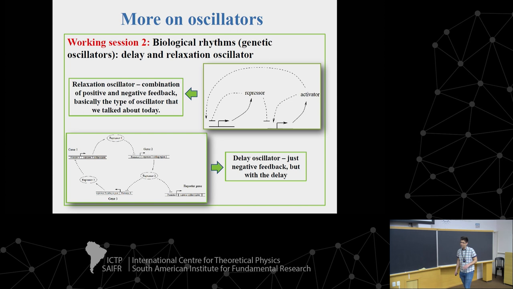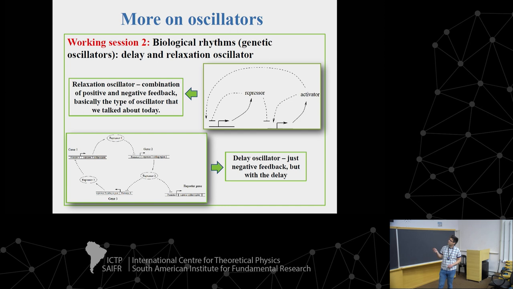So I just wanted to mention that what we looked at here is this type of oscillator where we have positive and negative feedback loops. And this is often called the relaxation oscillator. I will not go into this now; it will be in the homework why it's called a relaxation oscillator. But in addition, I just wanted to mention that things are not that simple. This is not the only mechanism that can make oscillations in the cell.